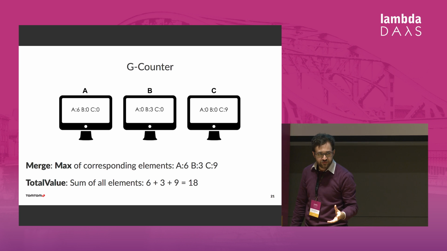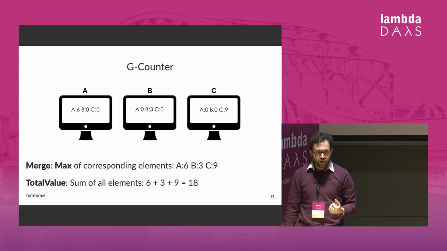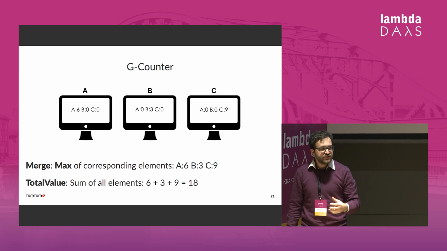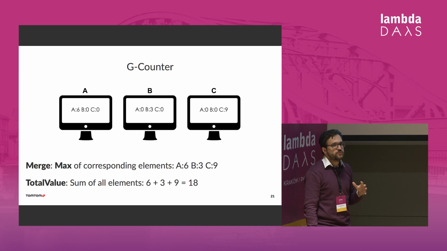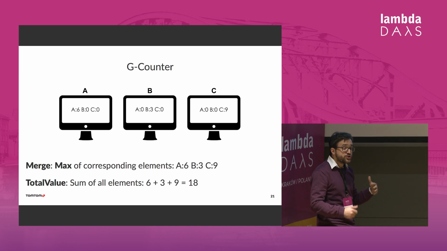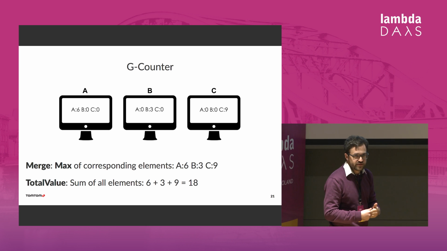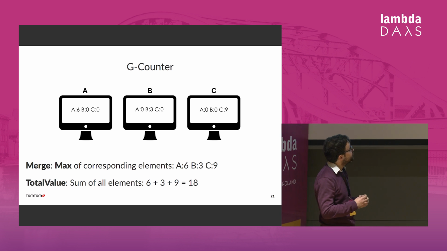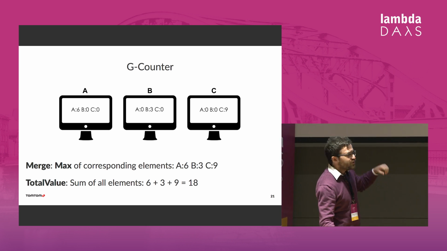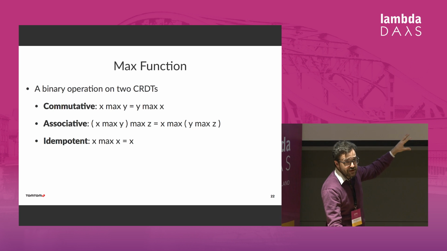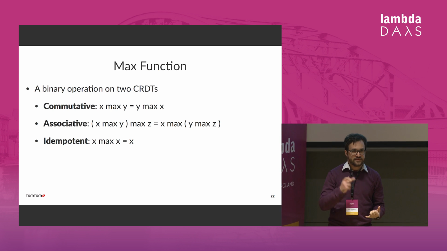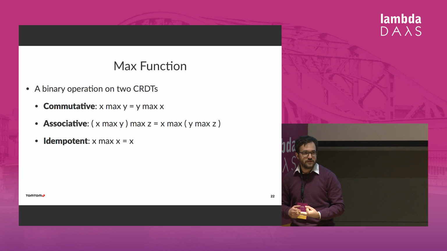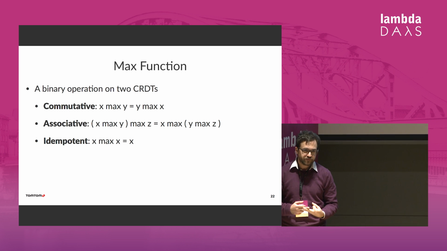And the total value is the sum of them. So in this way, I count. I count in a distributed way, and it's going to work, and I never count twice. It never lies to me. It may show something behind, but eventually it will be consistent to the correct value. Why does it work? Because I use max in the merging, and max is CRDT compliant. Max is associative, commutative, and idempotent. And this is why it works.